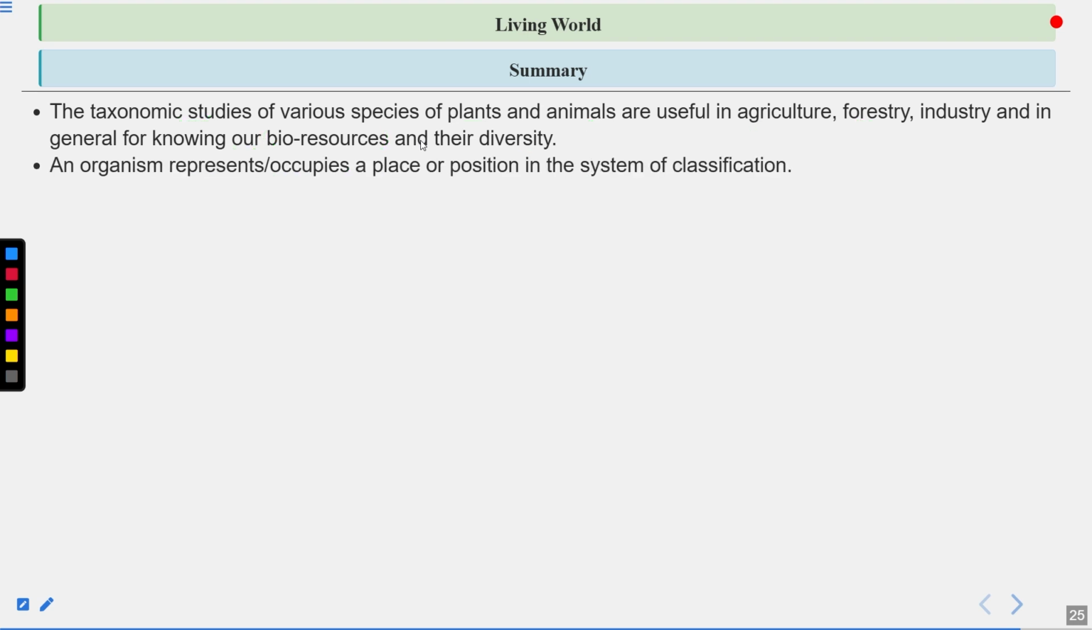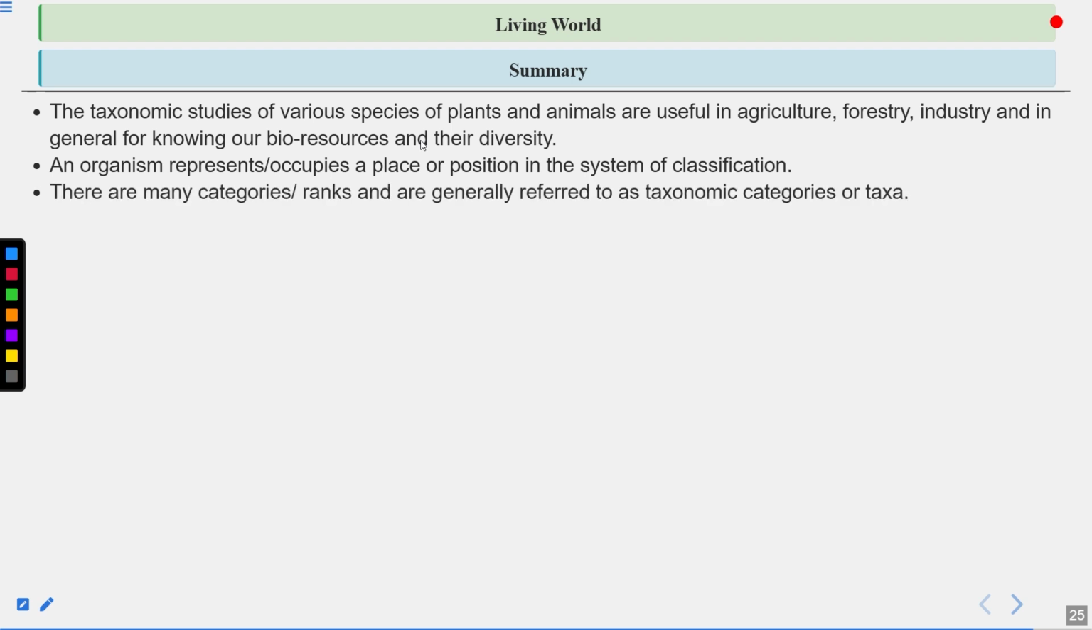An organism occupies a place or a position in the system of classification. So every organism occupies a particular level or a position in the system of classification. Or you can say each and every organism belongs to a particular category or a particular taxon.